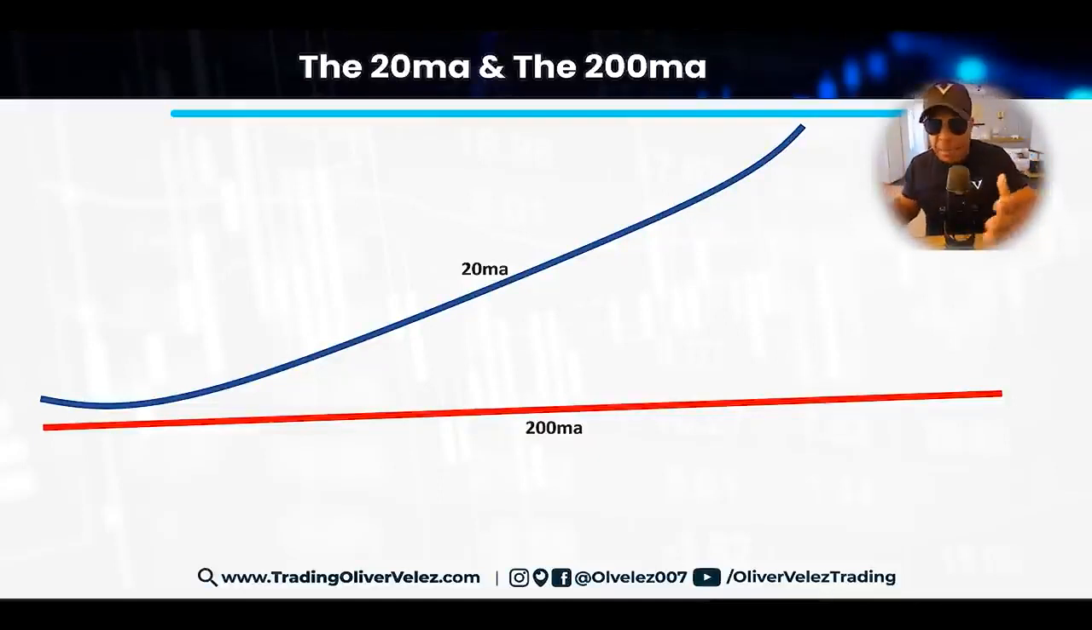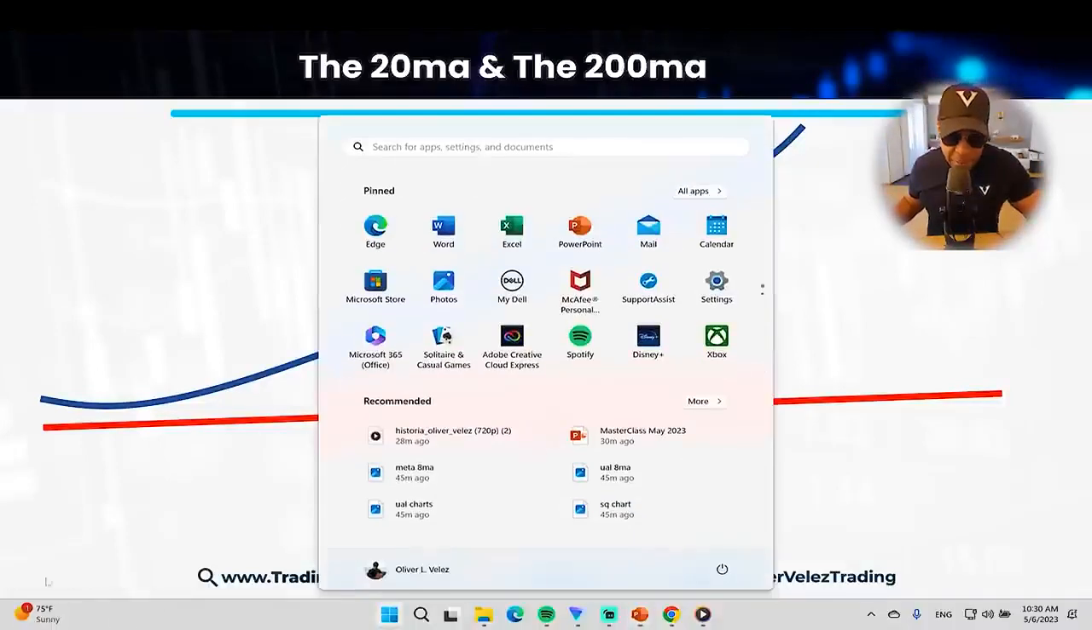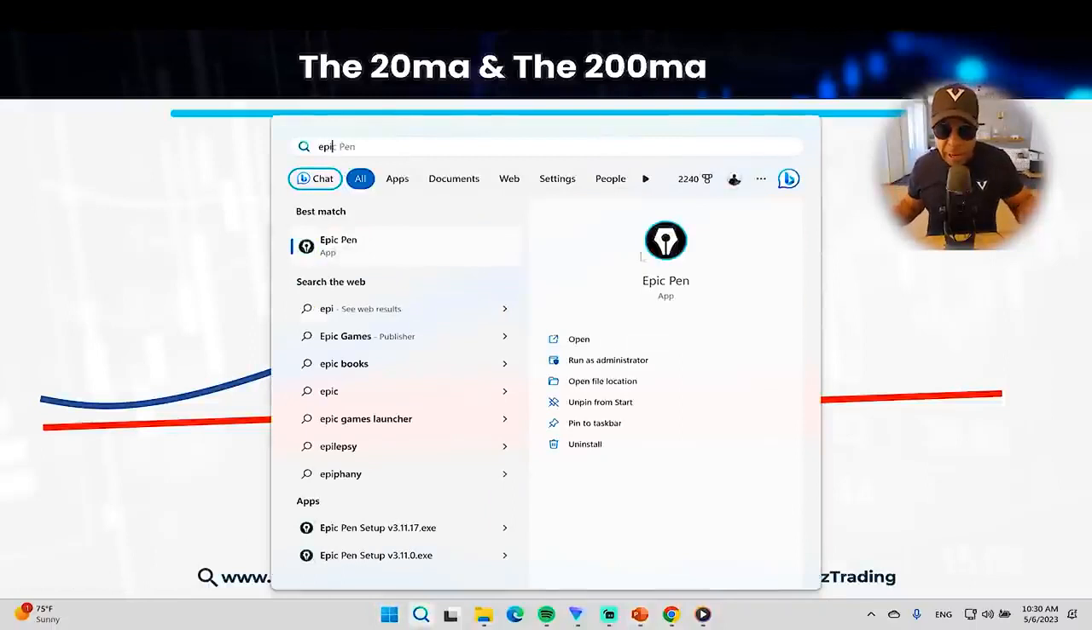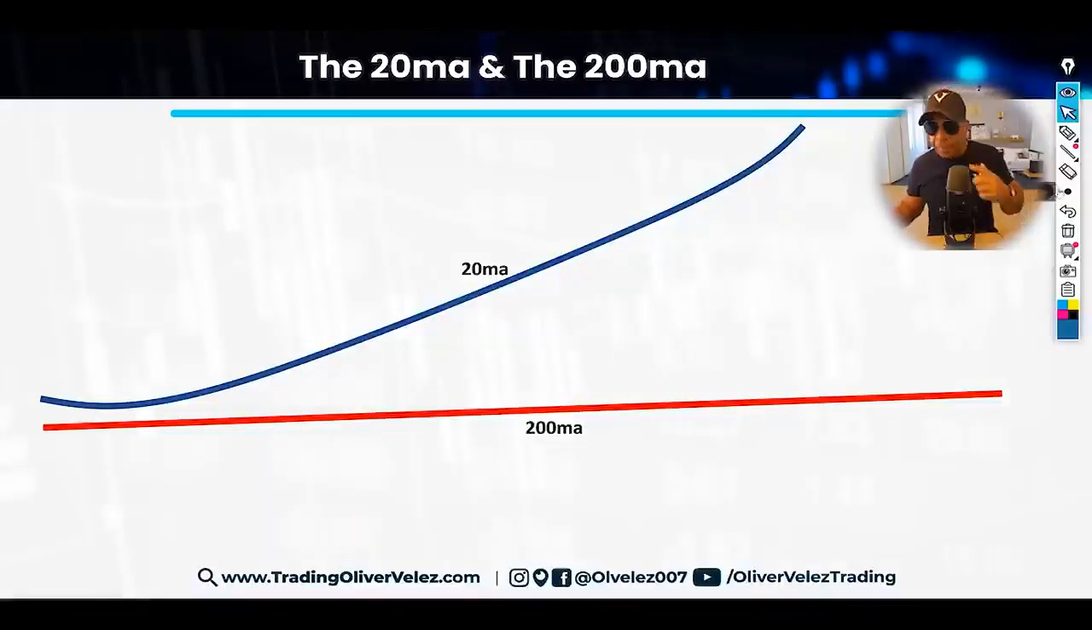And when dips, and what do I mean by dips, guys? Let me bring my Epic pen up here. This is a great pen, by the way, guys. All of you should have this. It's free.